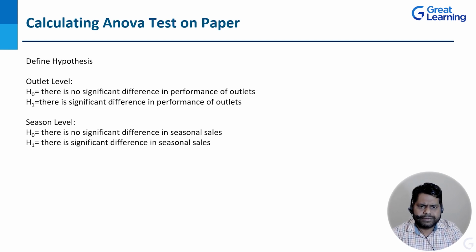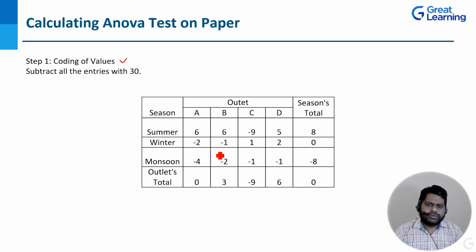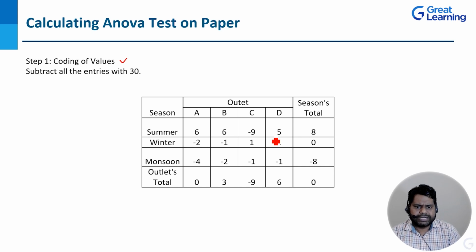Now let's move on to our next step. The first step is coding the values. If you look carefully, if we average out the values, we will get 30 as an average. If we start calculating with 36, 21, 35, it would become very difficult, a lengthy process to do the total mathematics. So what we have done here is coded the values.